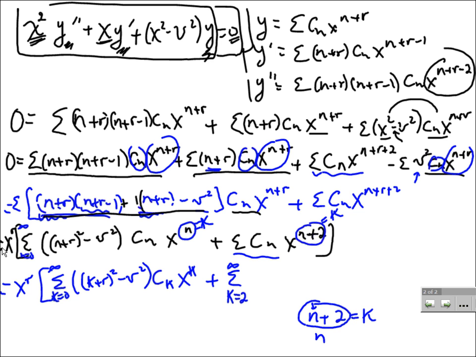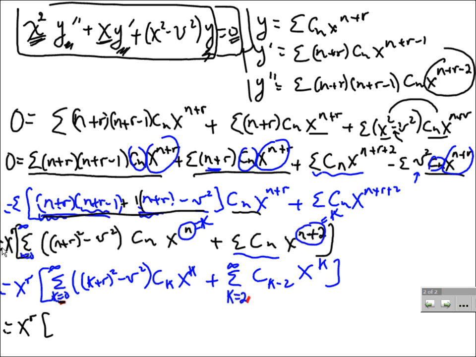And if I bring the 2 over to the other side, n is replaced with k minus 2. So c sub n becomes c sub k minus 2, and x to the n plus 2, well, n plus 2 is equal to k. So we have this. Now, between the starting values of k, over here k starts at 0, here k starts at 2. The larger number is 2. That is, the terms where k is less than 2, I want to break off.